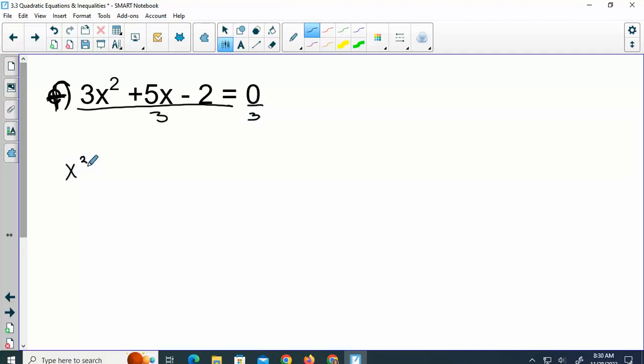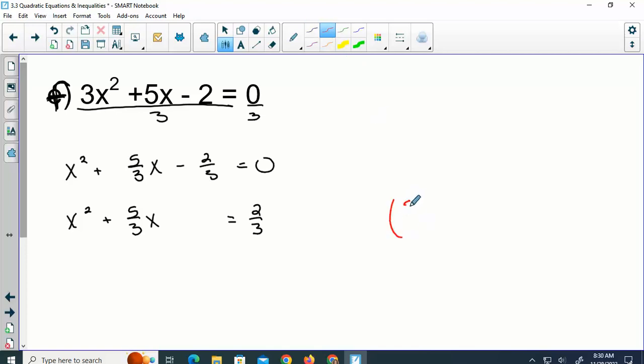So we get x squared plus 5/3 x minus 2/3 equals 0. Add over the 2/3. So we do the middle term divided by 2 and squared it. So 5/3 divided by 2 is 5/6. Square it, you get 25 over 36. So far, so good?